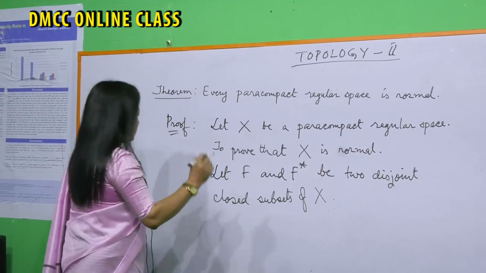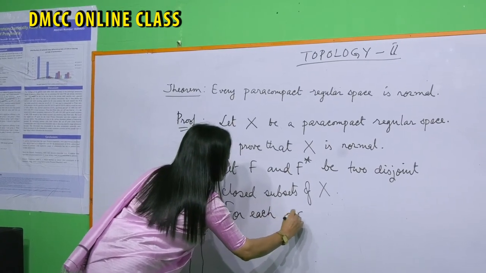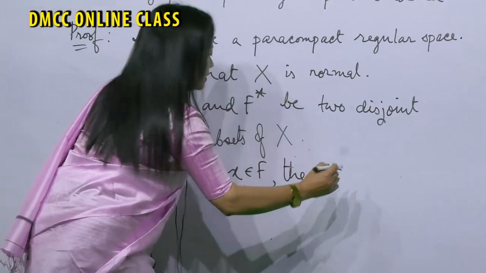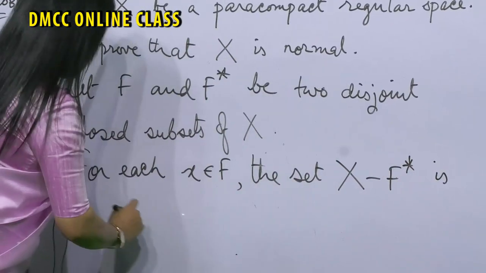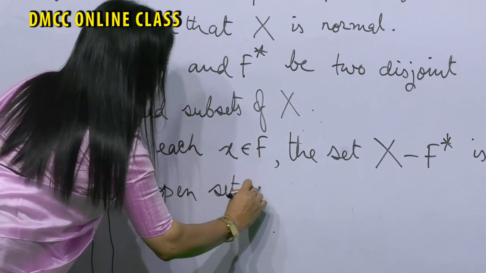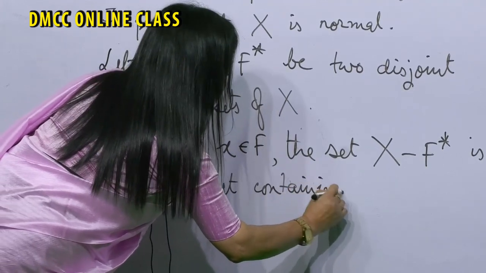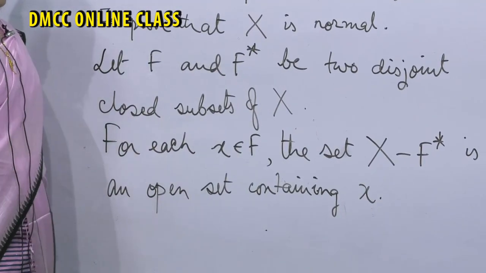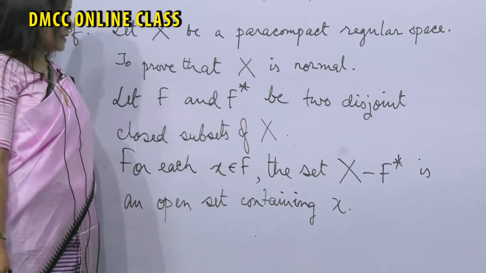Okay. Now for each element x of the set F, the set X minus F star is an open set containing the point x. You may ask why X minus F star is open and why it contains x. Let me explain that step.